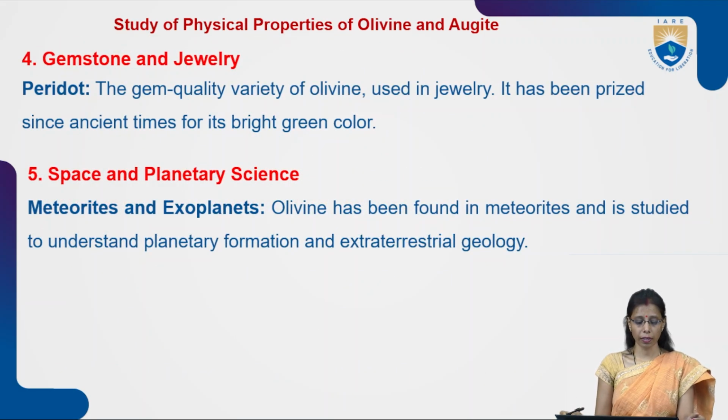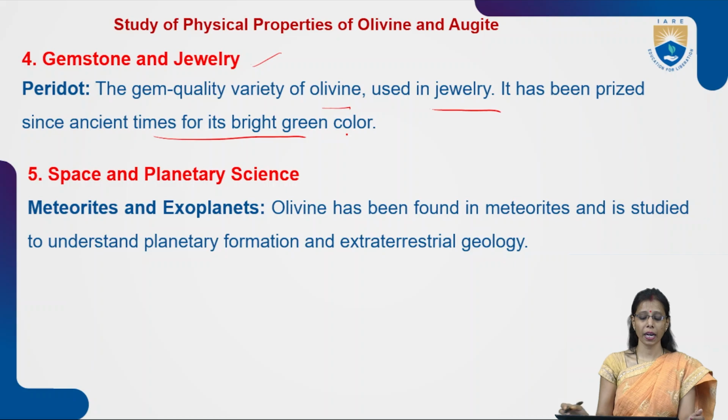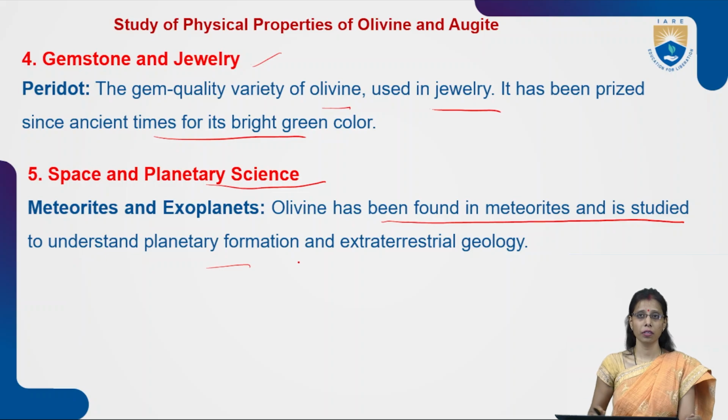Now, gemstone and jewelry. Peridot is the gem quality variety of olivine used in jewelry. It has been prized since ancient times for its bright green color. Due to its bright green color, it is used as a gemstone, and as a gemstone it is used in jewelry. And space and planetary science: meteorites and exoplanets. Olivine has been found in meteorite studies to understand planetary formation in extraterrestrial geology.